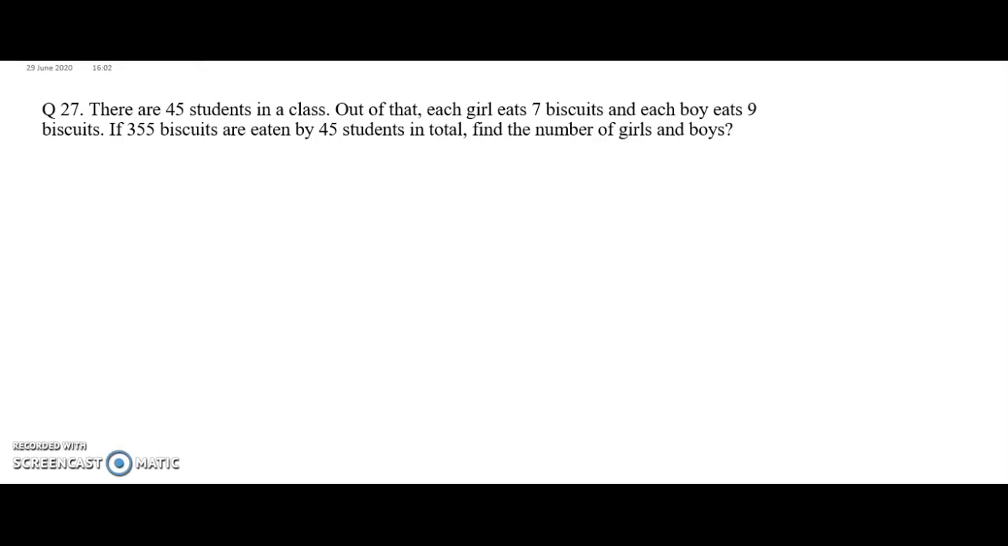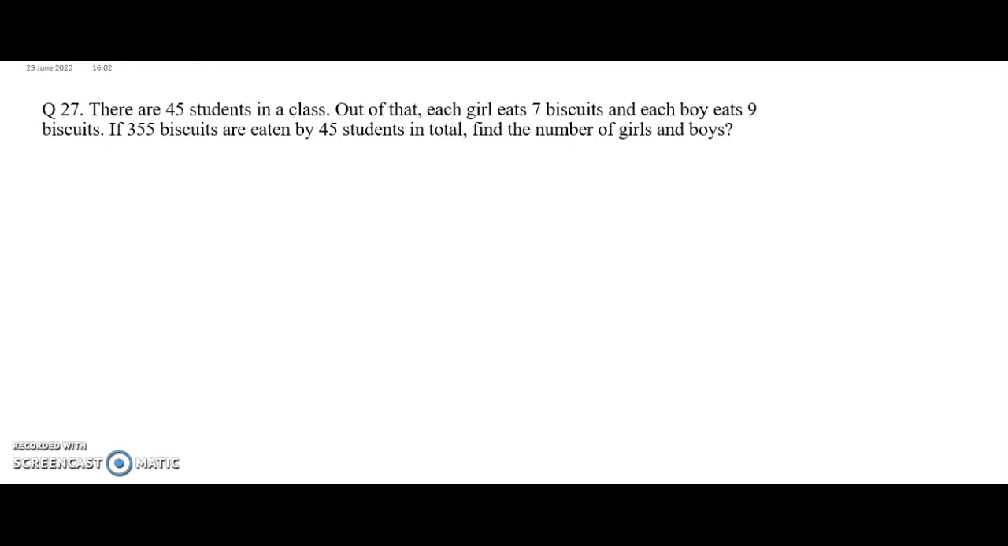Let's continue with our questions on percentage. Question number 27. There are 45 students in a class. Each girl eats 7 biscuits and each boy eats 9 biscuits. If 355 biscuits are eaten by 45 students in total, find the number of girls and boys.